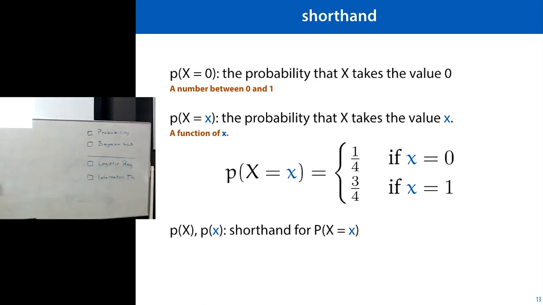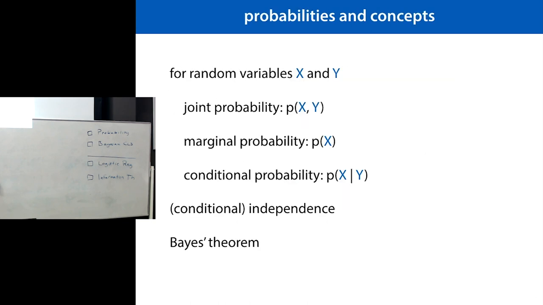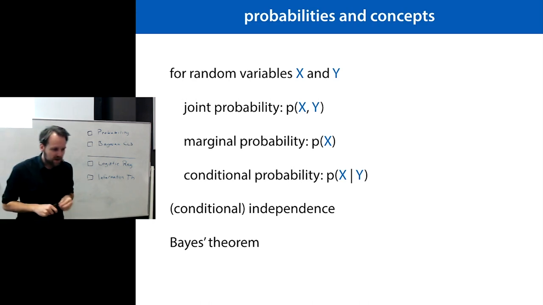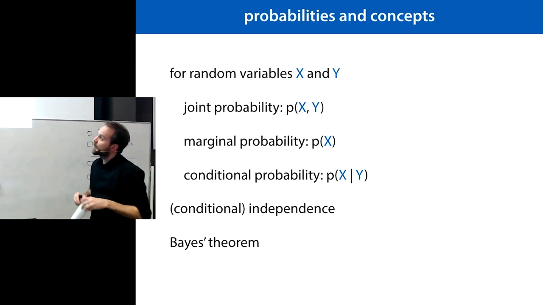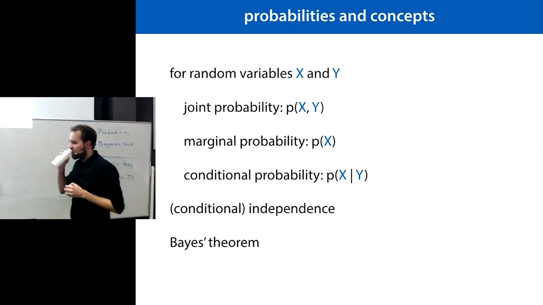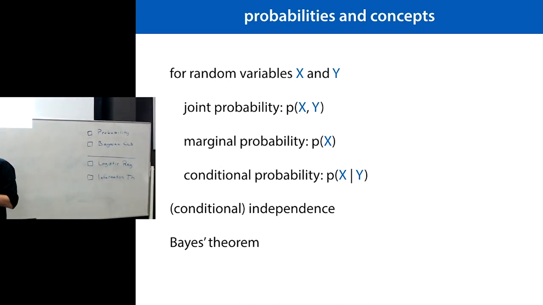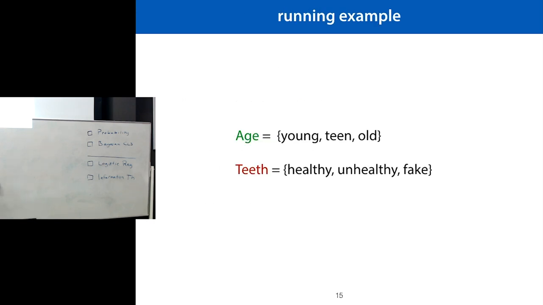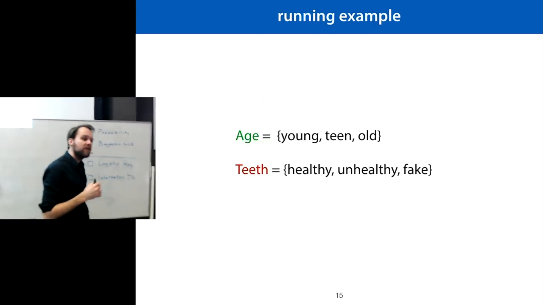So that's the basic language of probability. Using that, we can now define some concepts that are going to be useful for us. And we're going to go quickly through these five concepts. And we'll use a running example of two very simple random variables.